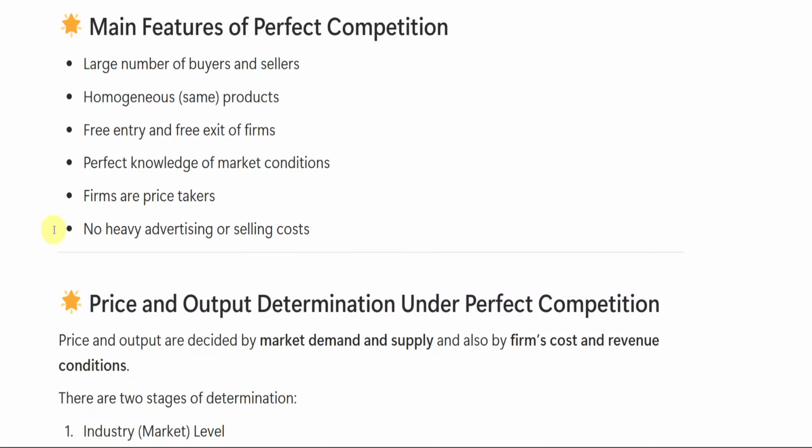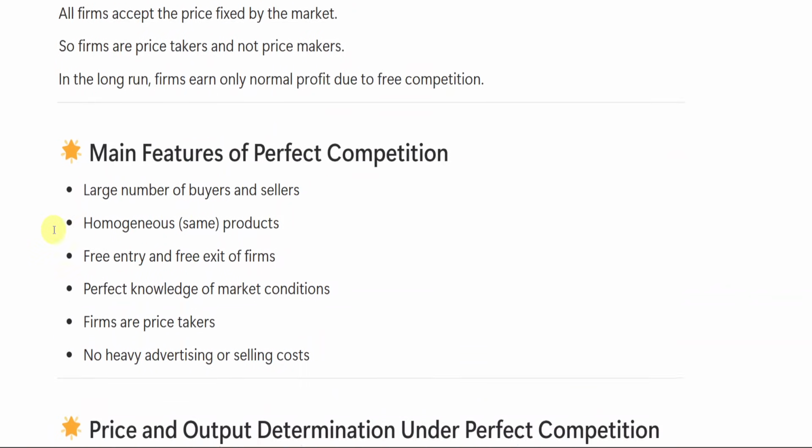Then the last one is no selling cost or no heavy advertising. Products are the same, so there is no need for heavy ads or brand competition. So there is no waste on advertising and selling cost is low. These are the main features.